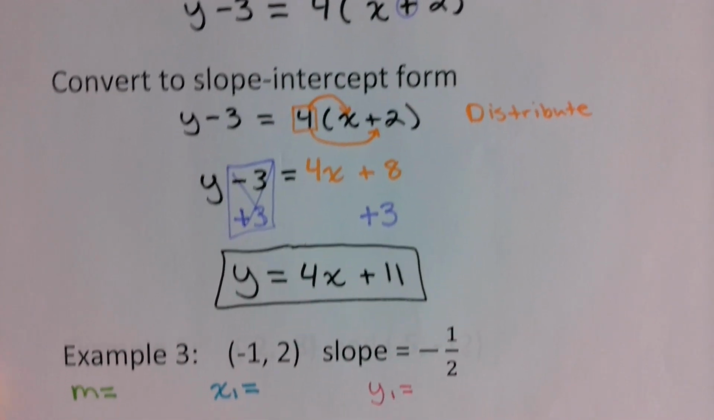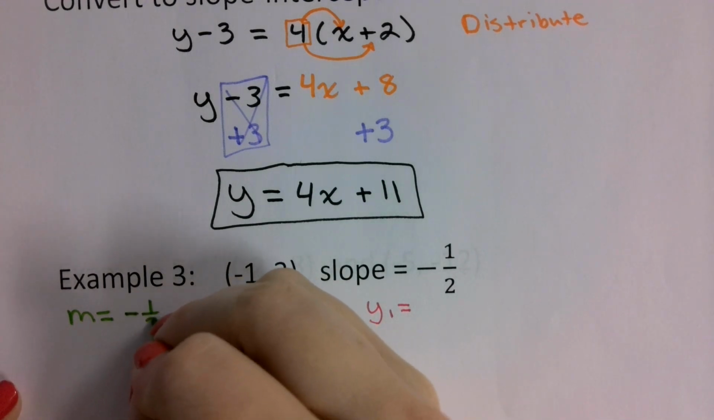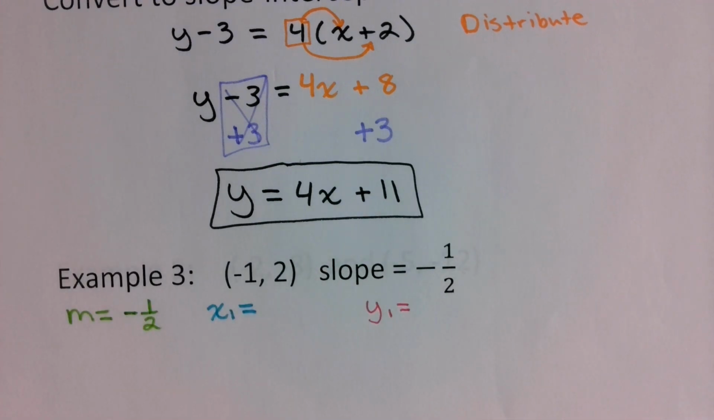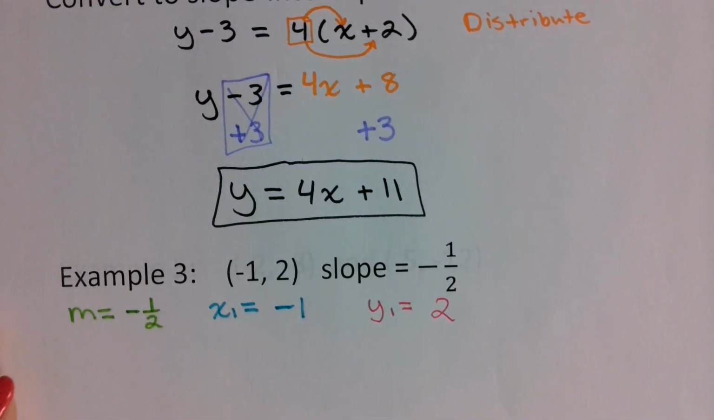Okay. Our next example, example 3. What's our slope? -1/2. What's the x1 coordinate, guys? -1. The y1 coordinate, positive 2. Okay, so we're going to substitute these in.